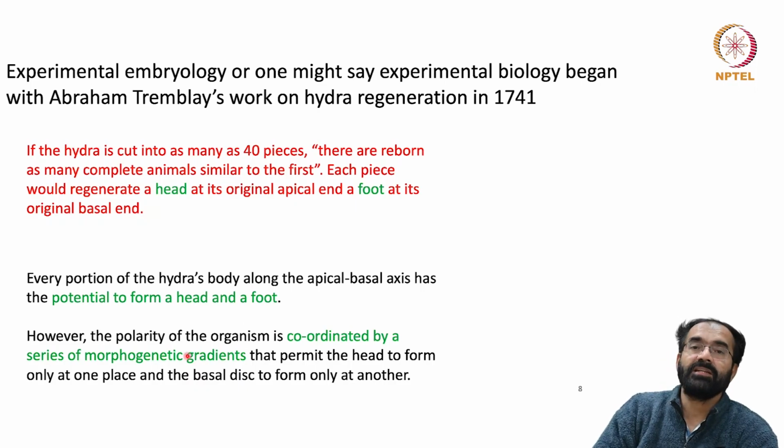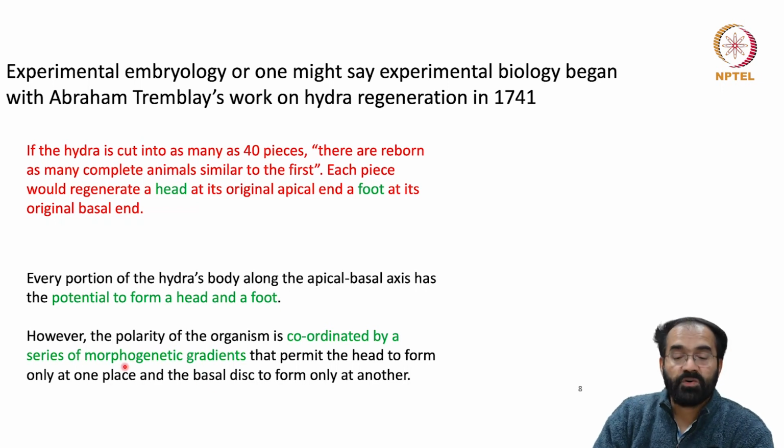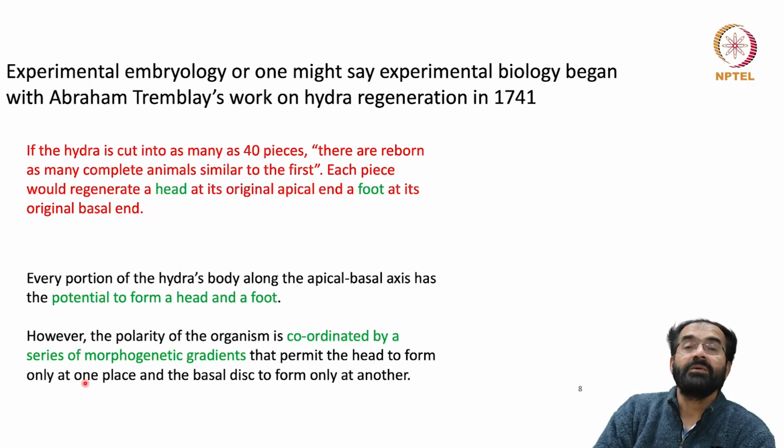It's not just two molecules, there can be multiple molecules, and in the same way it can have a left to right gradient, right to left gradient, back to front gradient, front to back gradient also is possible. They are called morphogenetic gradients that permit the head to form only from one place.